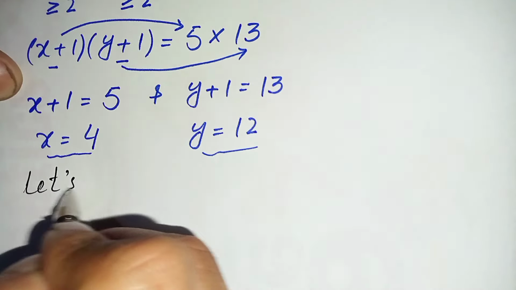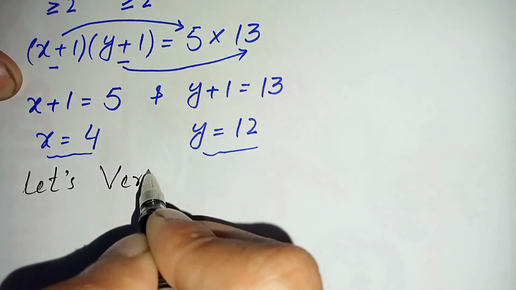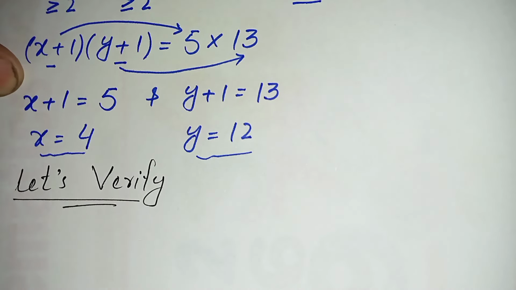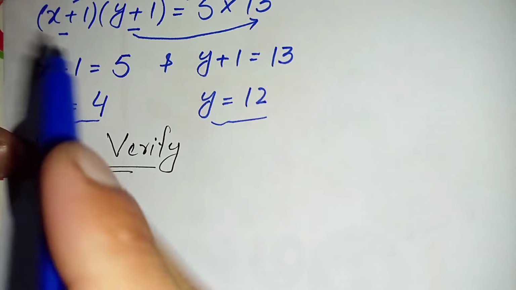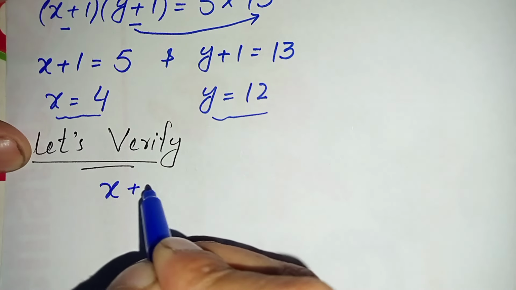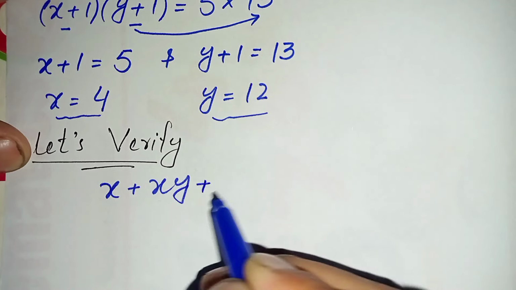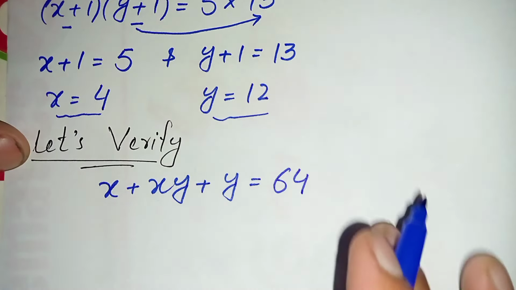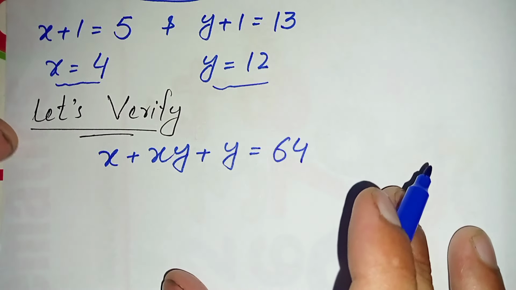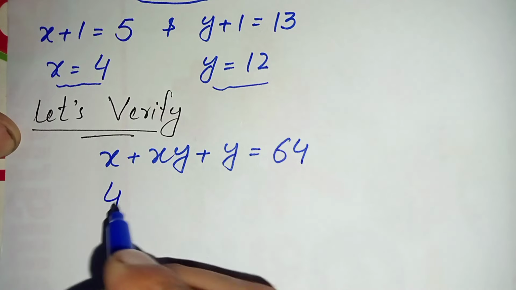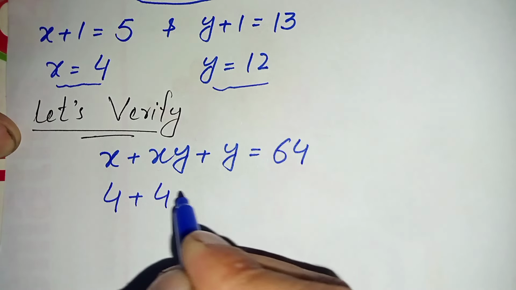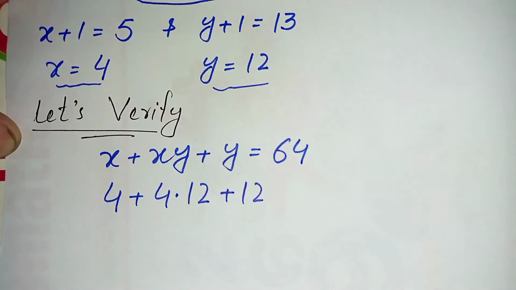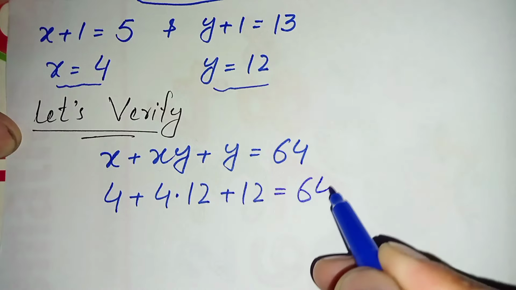Let's verify. Now to verify it, we will rewrite the problem here. Now the problem is x plus x times y plus y is equal to 64. Now here we will substitute the values of x is equal to 4 and y is equal to 12. So it will become x is 4 plus x is 4 times y is 12 plus y is 12 is equal to 64.